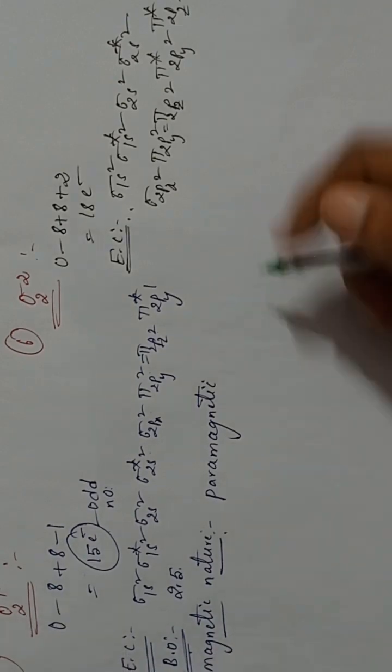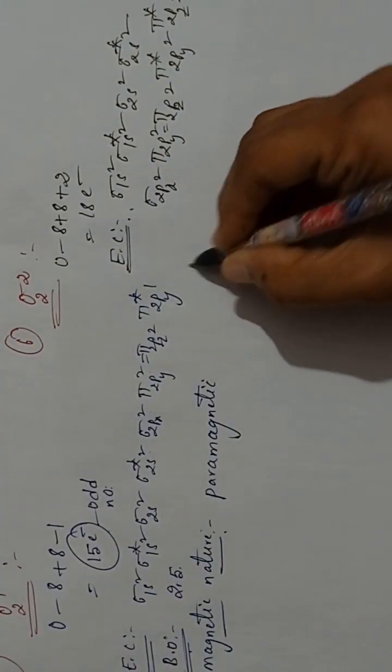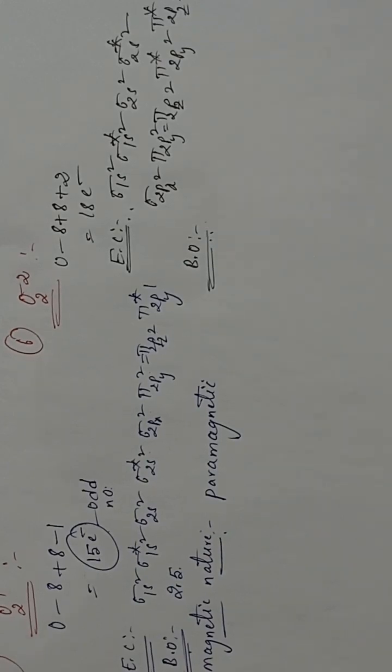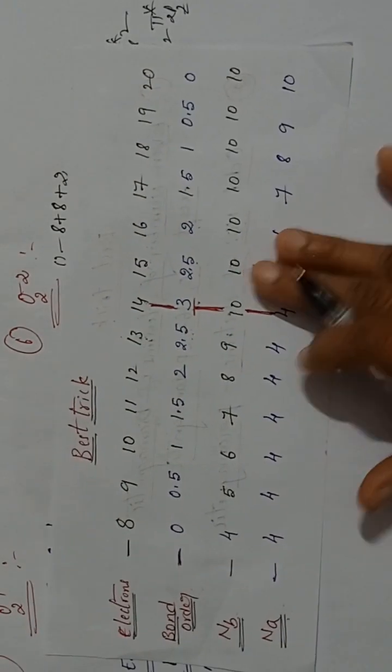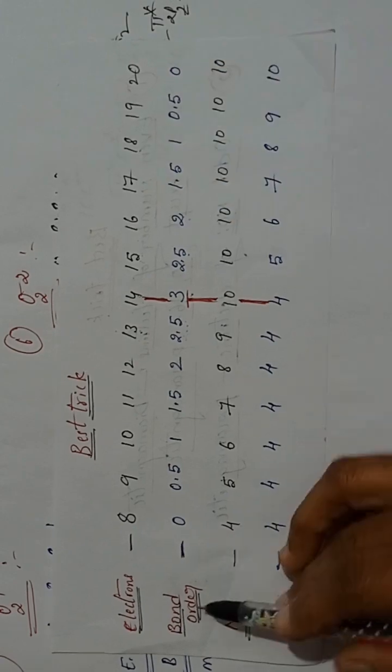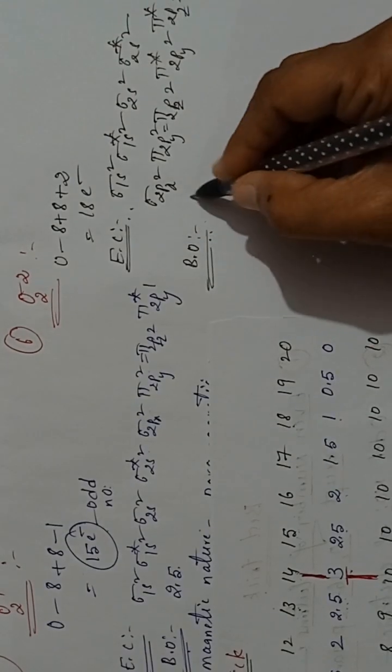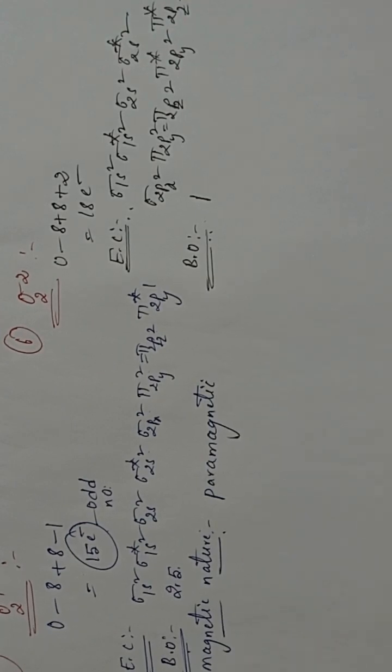Now, coming to the bond order. Now tell me, students, what is the bond order? Total 18 electrons there. So see this table, 18 electrons means bond order value is 1. Clear? So bond order is equal to 1, students.